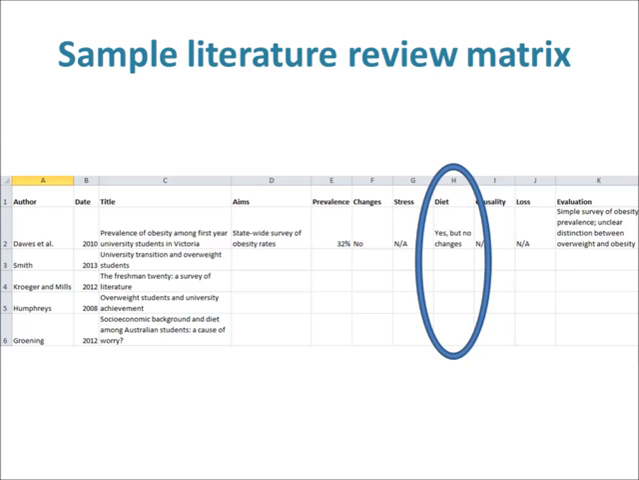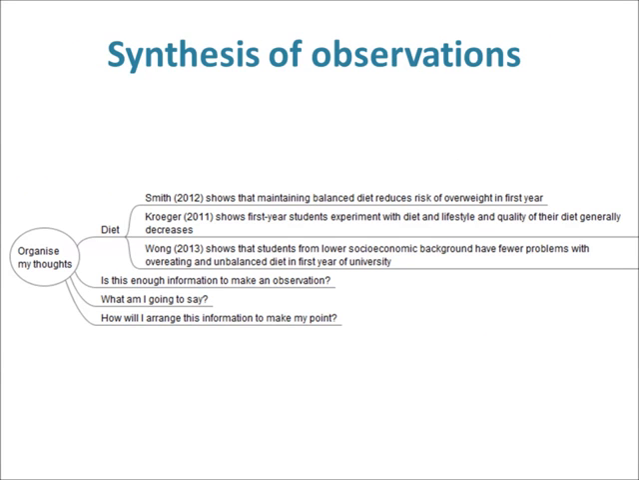Once you gather enough material on a subject, you may use a mind map once more to organize your thoughts about a theme. In this case, we have three sources discussing the role of diet. Smith shows that maintaining a balanced diet reduces risk of overweight in first year. Kroeger shows that first-year students experiment with diet and lifestyle, and the quality of their diet generally decreases. And Wong shows that students from lower socioeconomic background have fewer problems with overeating and unbalanced diet in first year of university.